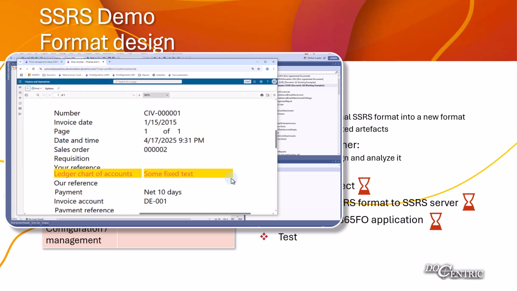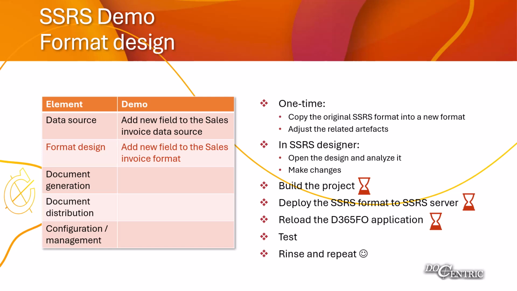If the result is not satisfying, the above steps, except for the first one, need to be repeated over and over again until the developer is happy with the result based on the requirements they got and based on how they understood the requirements.